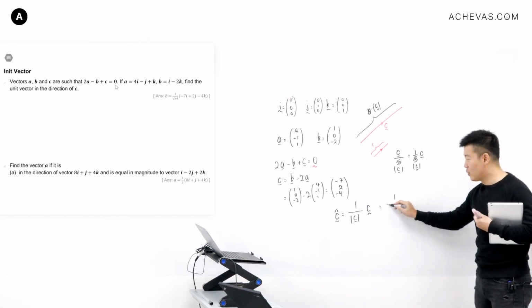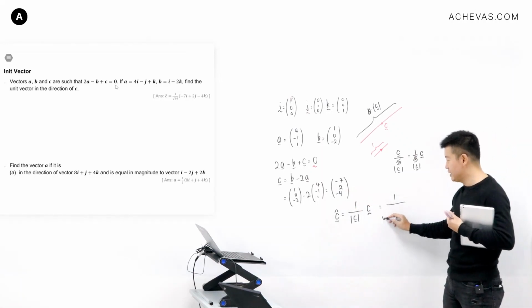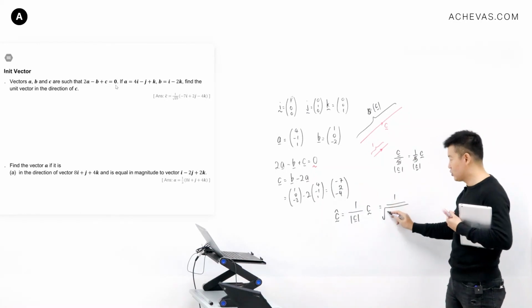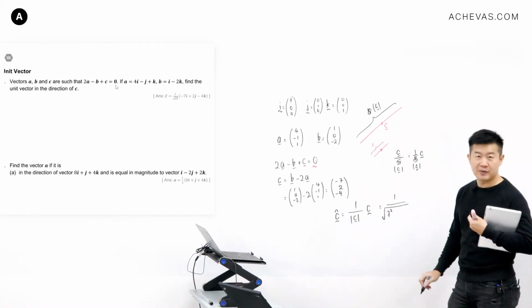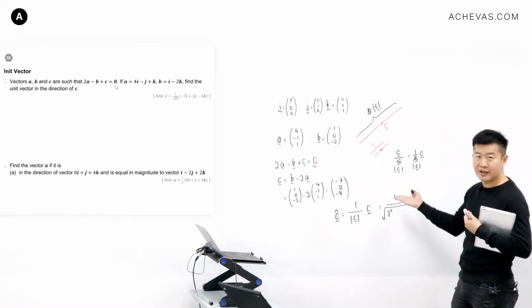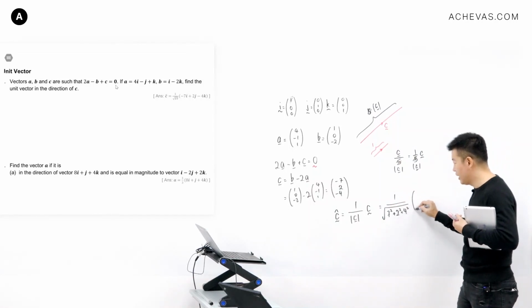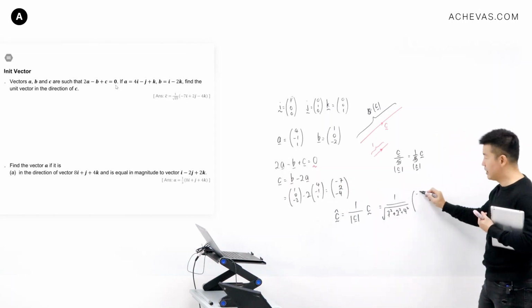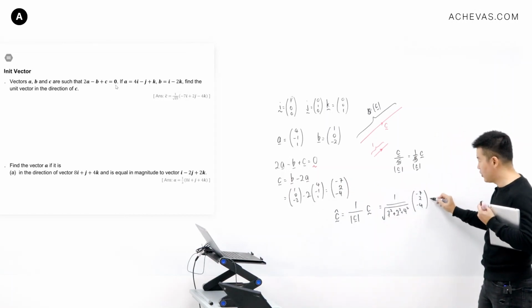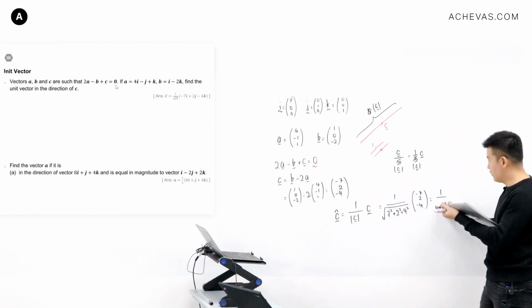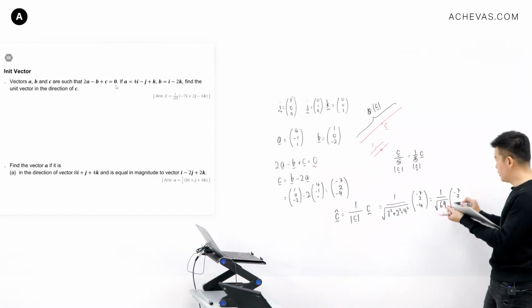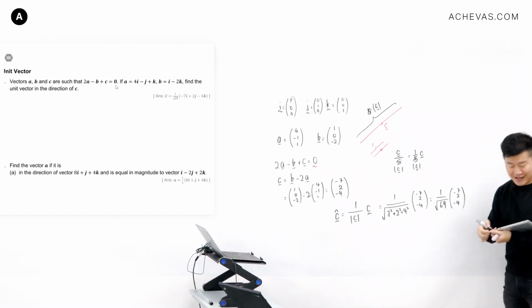This is equal to 1 over, what is the magnitude of C? Square root of minus 7 square. The negative doesn't really matter. If you want to put minus 7 bracket square, it is fine. Then plus 2 square plus 4 square. Multiply by minus 7, 2, minus 4. This gives you 1 over square root of 69, then minus 7, 2, minus 4. Any question?